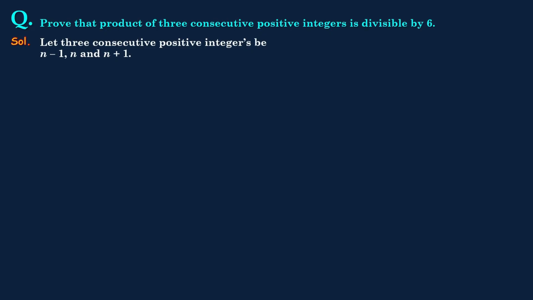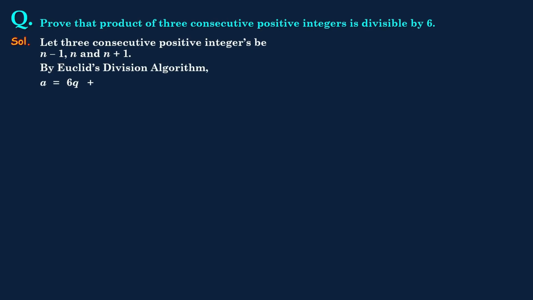First we need to understand what we mean by consecutive positive integers. Consecutive positive integers means the numbers that are in sequence, like 2, 3, 4, so they are consecutive. In general, if we consider the middle number as n, then the previous number will be n minus 1 and the next number will be n plus 1. So consecutive positive integers will be n minus 1, n and n plus 1.